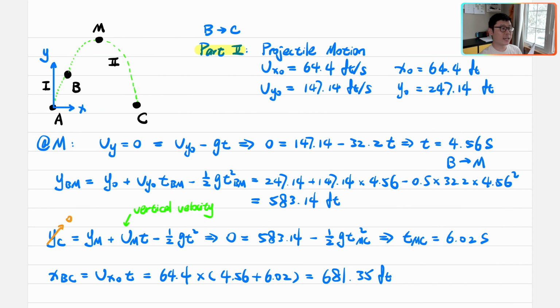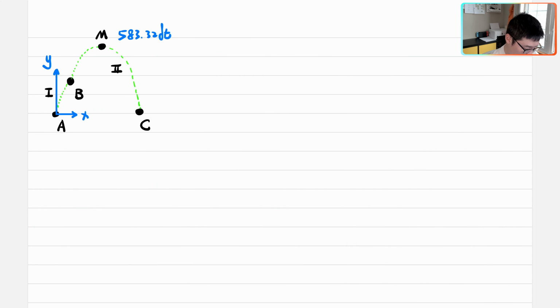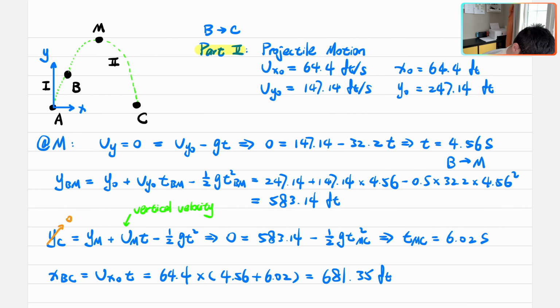But remember, the question is asking for the total horizontal displacement, the total flying time, and the maximum height that this firework shell can reach. Although we already have that number, it should be 583.14. Okay, I may have a typo here. There should be 3.2.